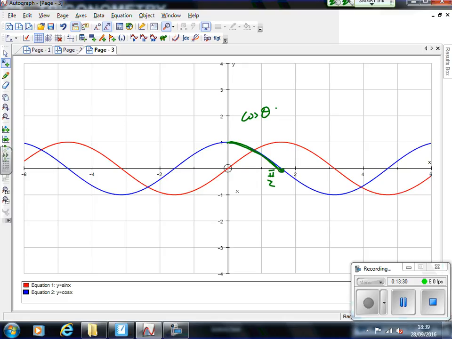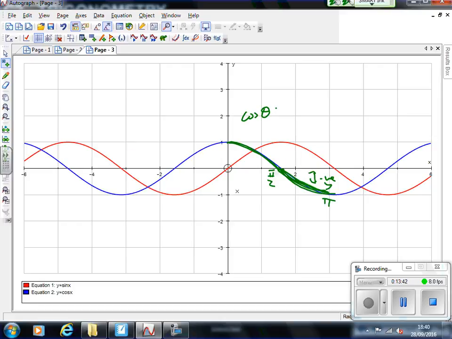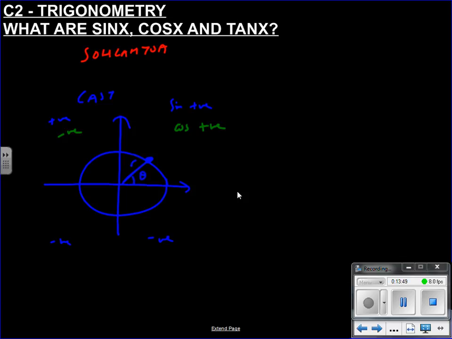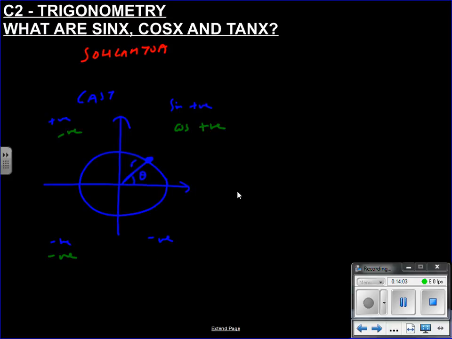Between pi by 2 and pi though, cos gives a negative y value. Negative y. So here, cos is negative. If we go around again, pi to 3 pi by 2, so 270 degrees, cos is still negative. So negative. And if you keep going up to here, between 3 pi by 2 and 2 pi, cos is positive again. You see, the y value is positive.